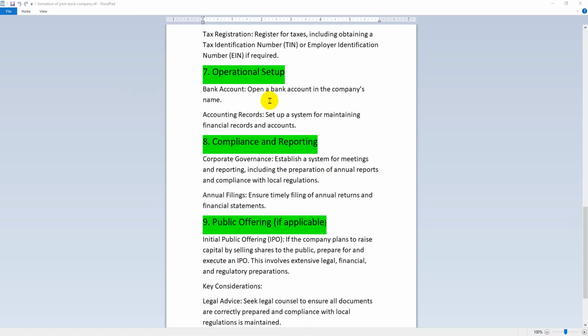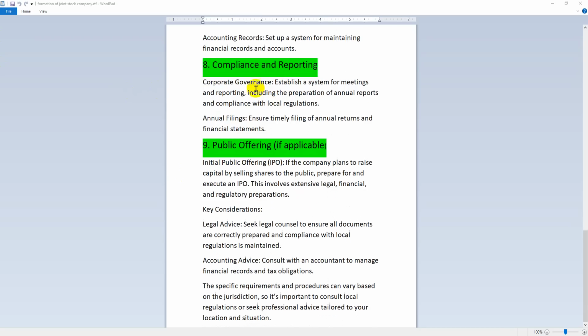Operational setup: bank accounts. Open a bank account in the company's name. Accounting records: set up a system for maintaining financial records and accounts.